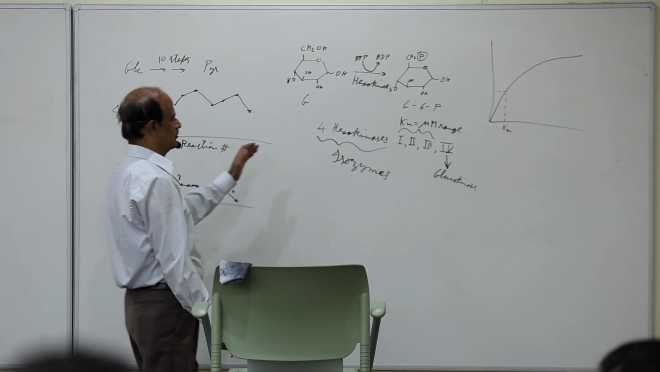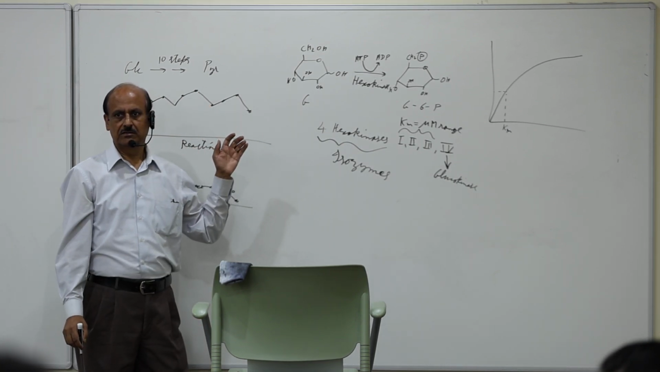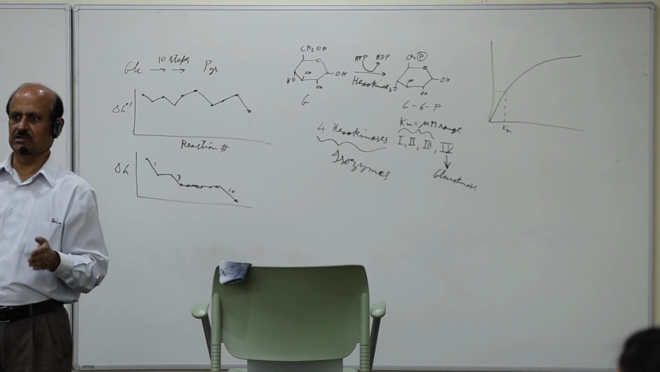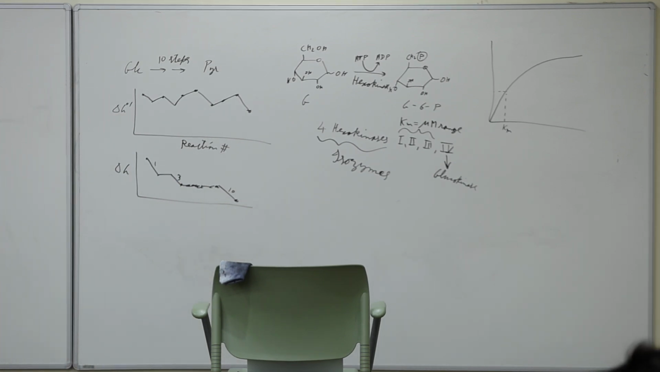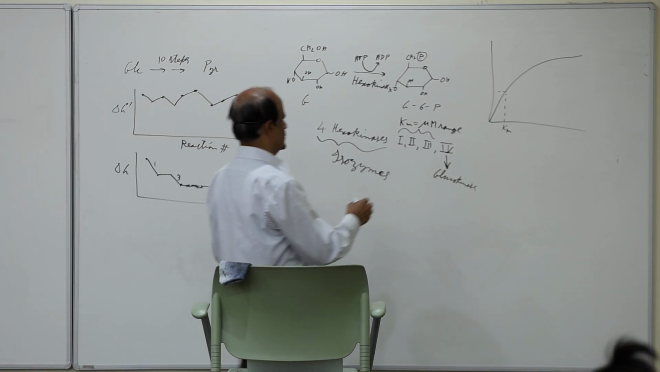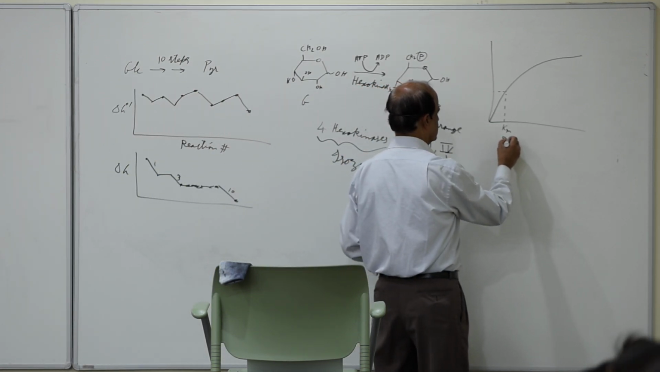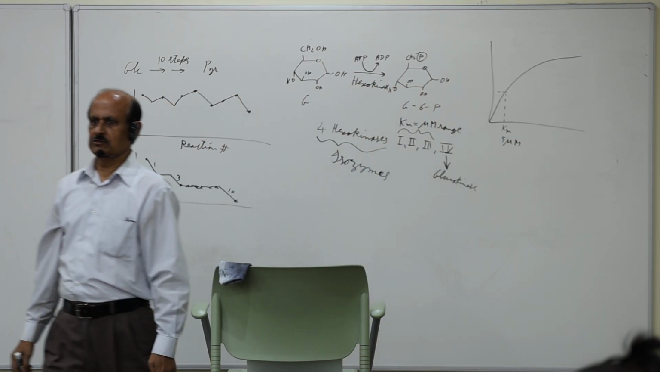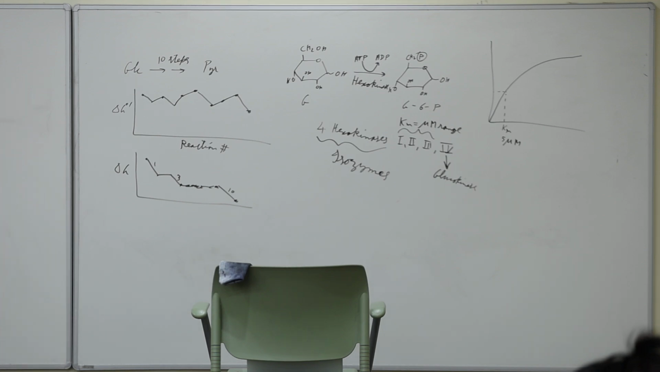Because the glucose concentration varies a lot, you need an enzyme that will be active at very low glucose, and you need an enzyme that will be active at very high glucose. If you had only one enzyme that had a Km of, let's say, 5 micromolar, how much is the actual concentration of glucose in the blood? Anyone knows?